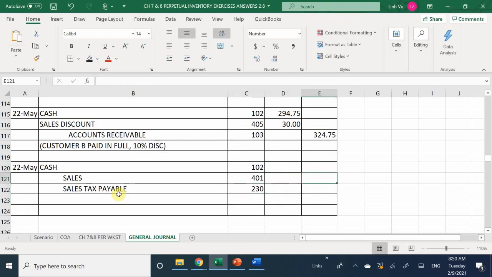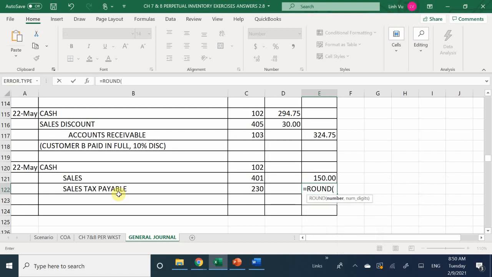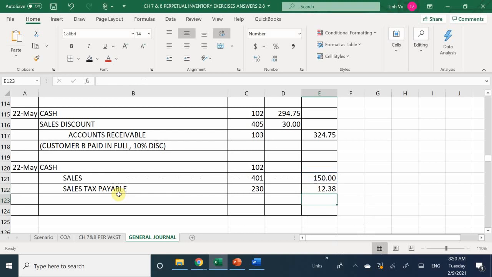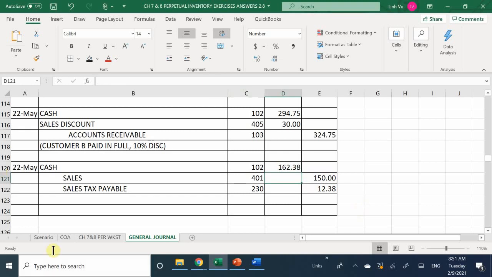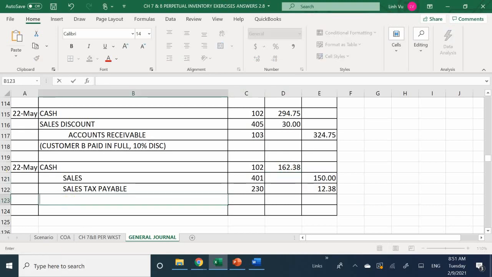All right, so how much is my total amount of sales? 150. How much tax am I going to be collecting? 12.38. Good. And then lastly, how much cash am I going to be receiving? It's 162.38. And I'm going to indicate here that I sold 15 mugs.